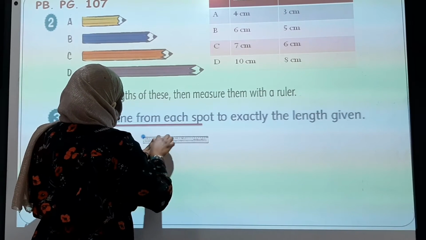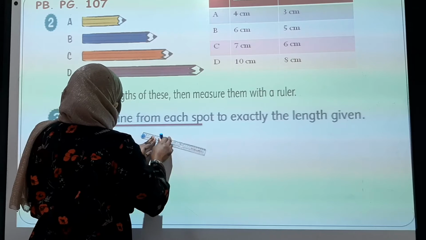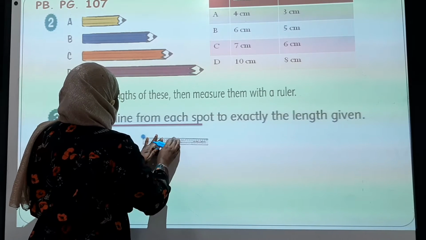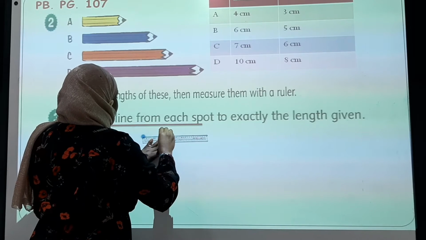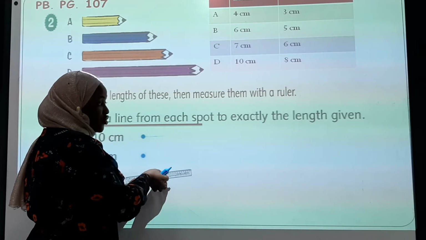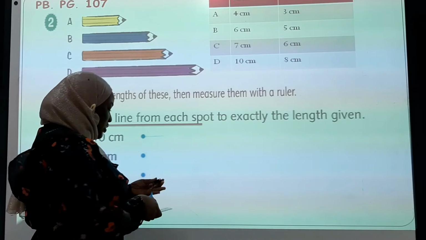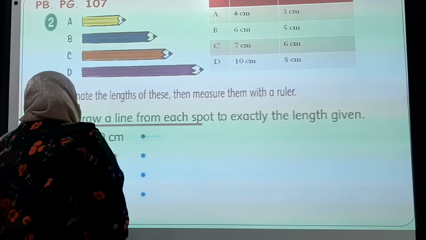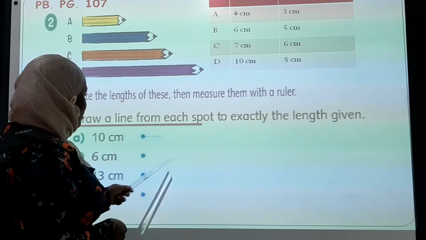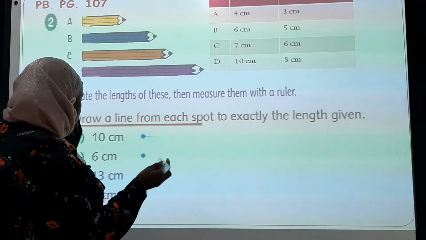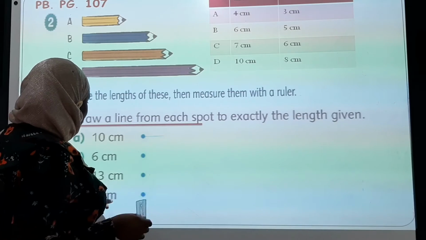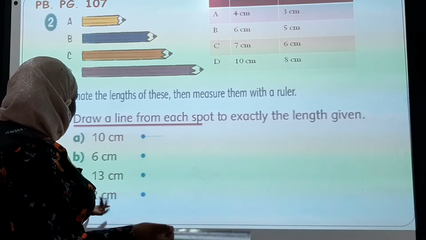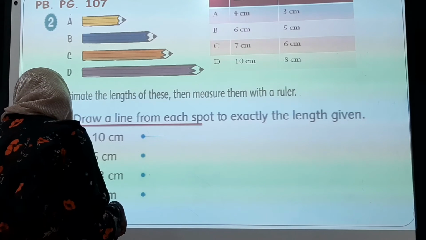So you draw from here to where you have 10 centimeters. Mine is short here because I'm using the board and I'm using this. So you're going to use your ruler also. You do the same thing for 6 centimeters. You start from the dot and measure up to 6 centimeters using your ruler. For 3 centimeters, 13 centimeters, you're going to do the same thing, and for 2 centimeters, you do the same thing. So that's about that.